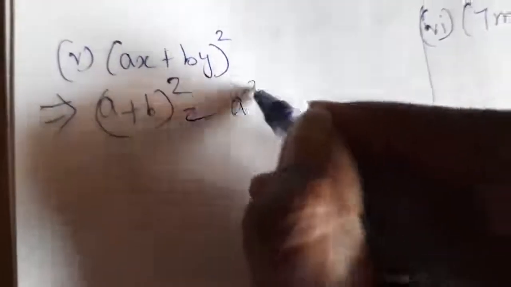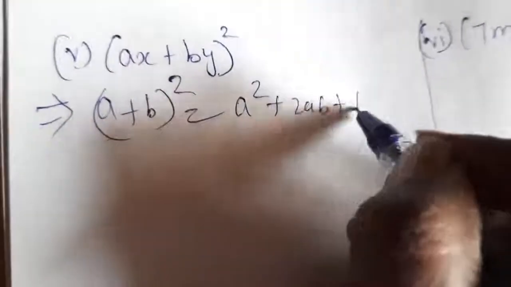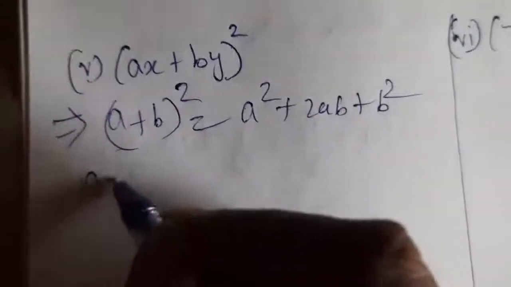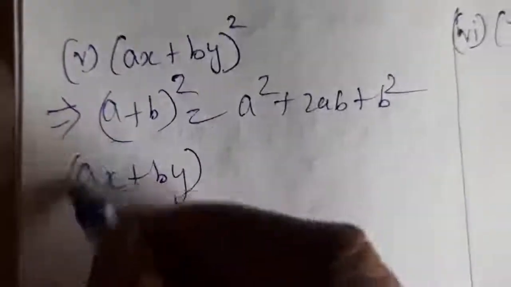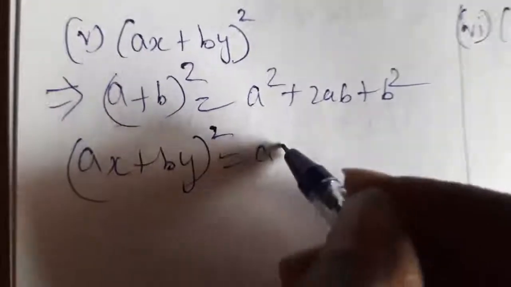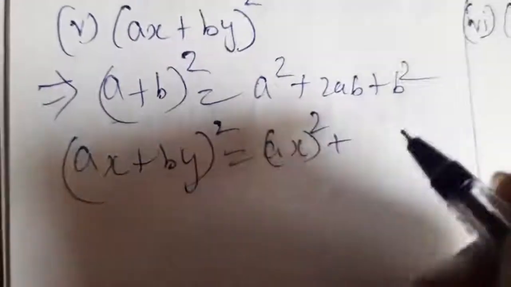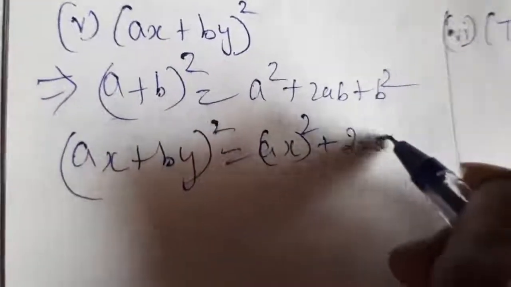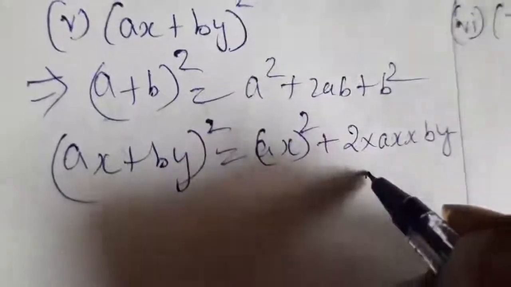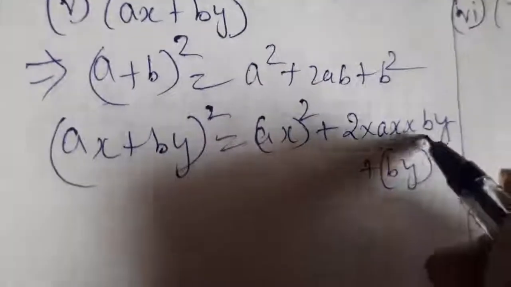Okay. So fifth one, (ax plus by) the whole square. So same way, first you write the formula so that you don't make a mistake. (a plus b) the whole square is equal to a square plus 2ab plus b square. So (ax plus by) the whole square is equal to (ax) the whole square plus 2 into ax into by plus (by) the whole square.